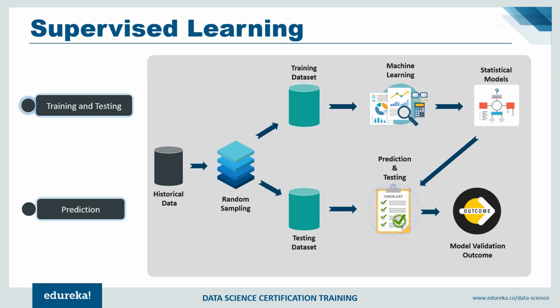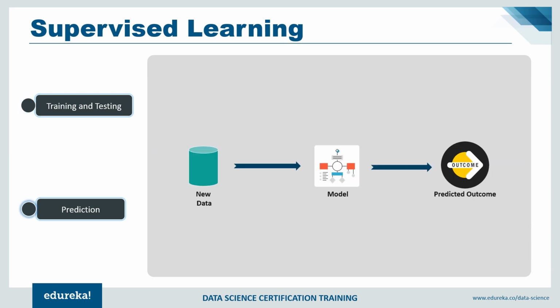What we do is get the output, and finally we have the model validation outcome. That was the training and testing. So if we have a look at the prediction part of any particular supervised learning algorithm, the model is used for predicting the outcome of a new data set. Whenever the performance of the model degrades, or if there are any performance issues, the model is retrained with the help of new data.